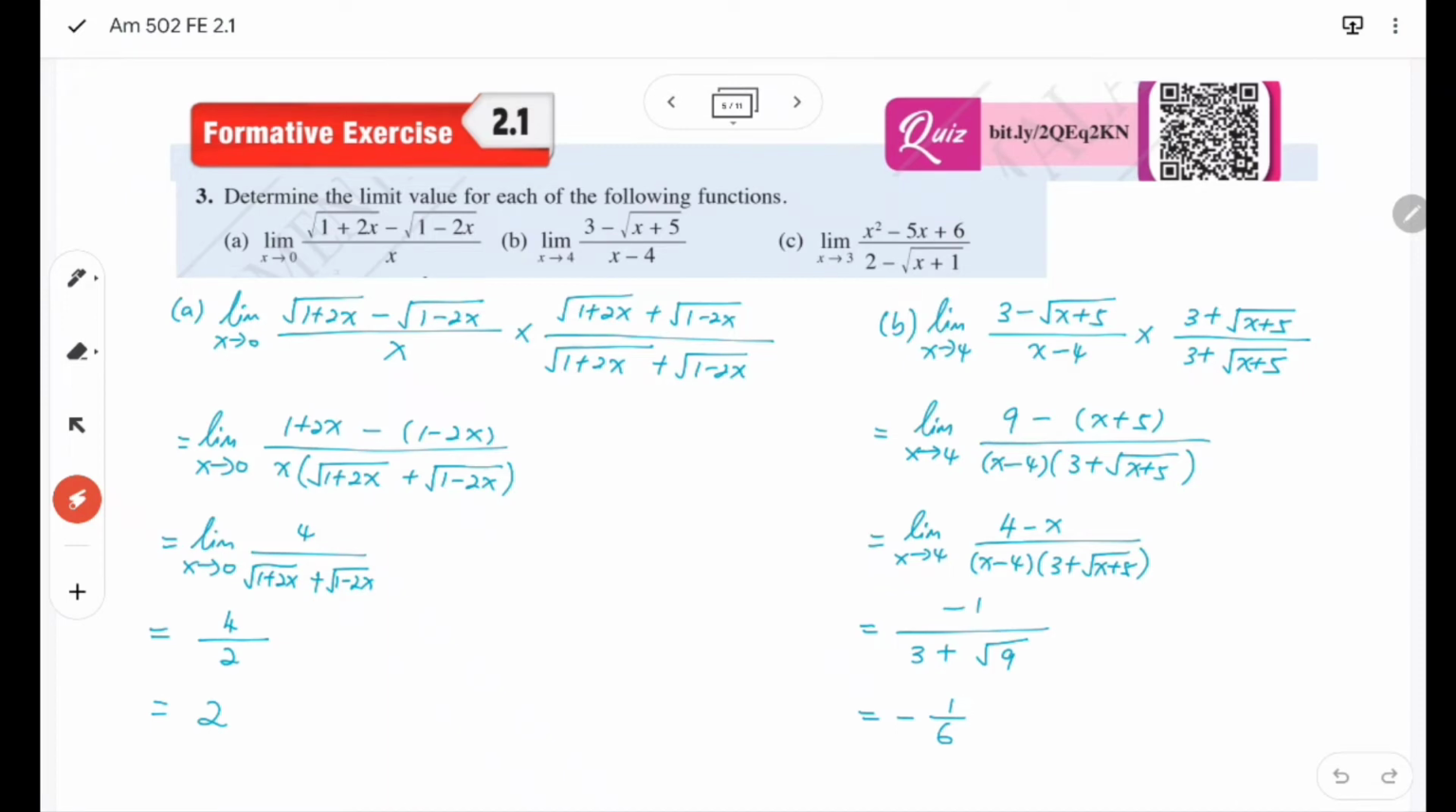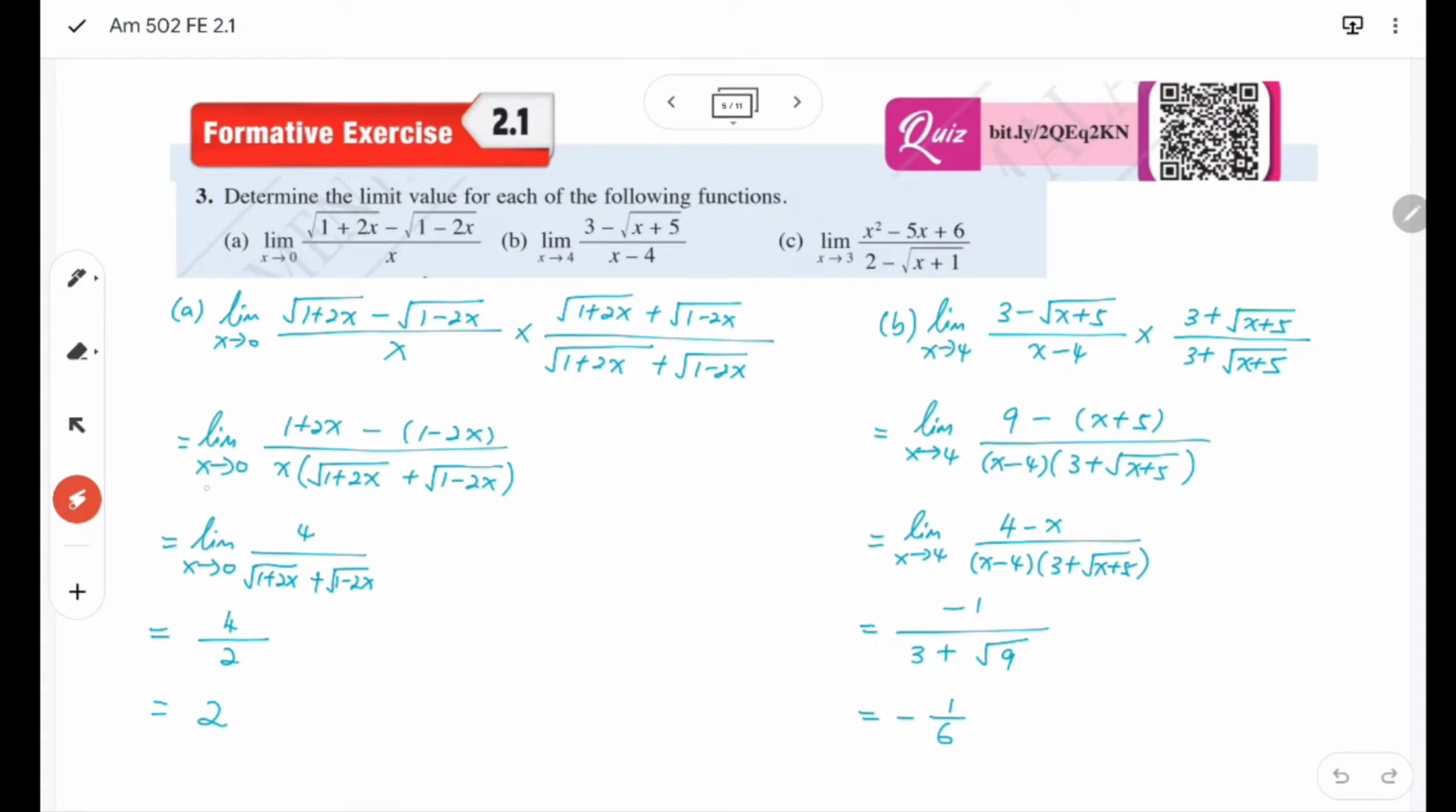Alright, so when we times the square root of 1 plus 2x, it becomes 1 plus 2x. Then minus, plus, so they eliminate each other. And then negative, positive of square root 1 minus 2x times together, we get negative 1 minus 2x. Down here, x times the irrational numbers. So we don't expand it, okay? We leave it as x times square root 1 plus 2x plus square root 1 minus 2x.